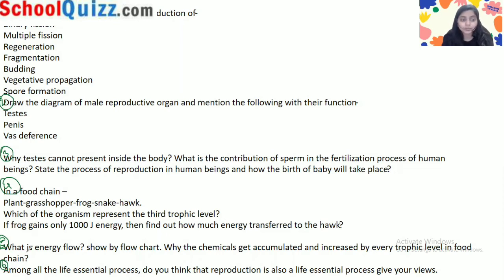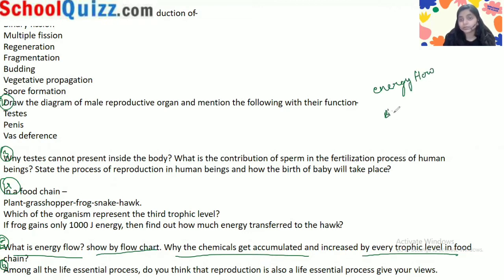So in the fifth question, the question is asking what is energy flow? Show by flow chart why the chemicals get accumulated and increased by every trophic level in the food chain. See, you have read about the energy flow and the bioaccumulation, right? So in the energy flow, the energy is transferring from one trophic level to another trophic level, and by each and every trophic level, the energy is decreasing, right?